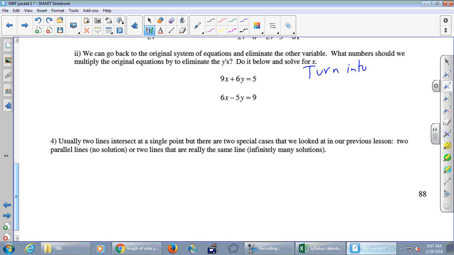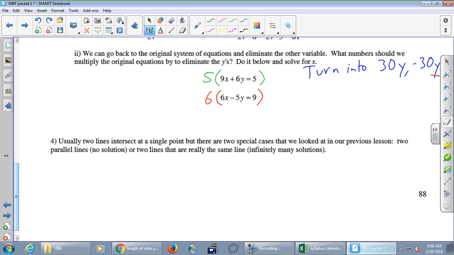Turn into 30y and negative 30y, just by looking at those numbers in front of the y's. So you currently have a 6y. What do you multiply it by to turn it into a 30y? It's 5. So you'd multiply everything in this first equation by 5. In the second equation, you have a negative 5y. Trying to turn that into a negative 30y. 6. So you multiply everything here by 6.